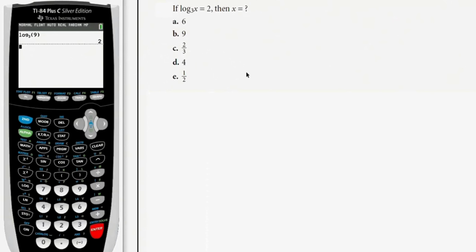This is basically how you can solve this kind of problem using the TI-84 plus scientific calculator. Hope you learned something interesting from this video. Let's call the video, guys.